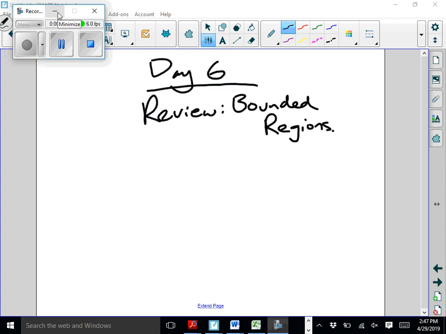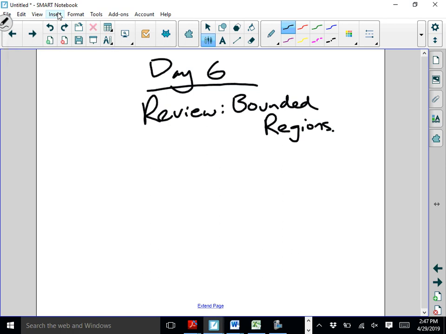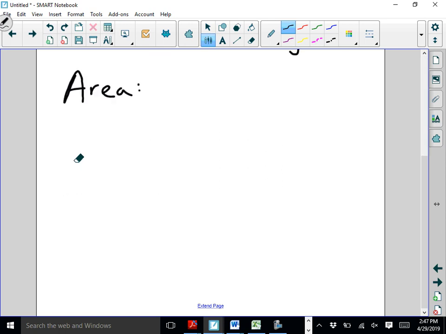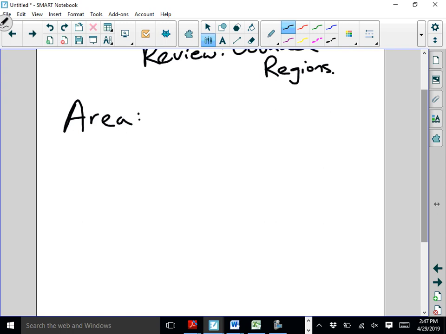Today I thought we'd review bounded region problems. So let's just start. First off, let's start with area of a bounded region. The most common way we see this is something like this.